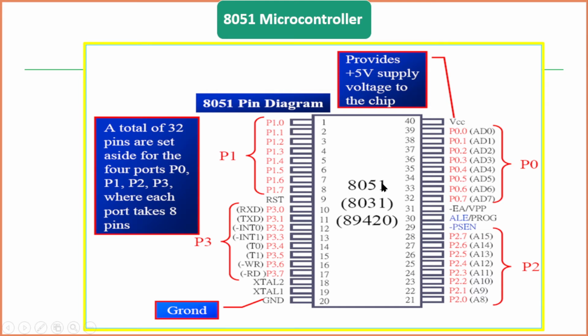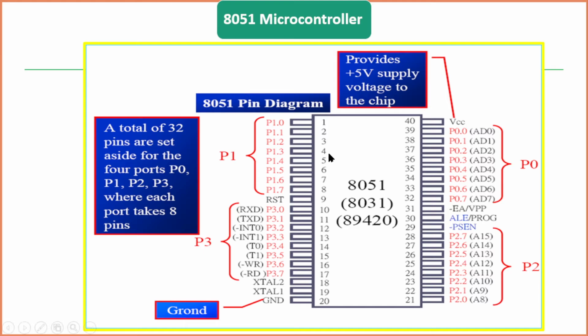In the definition itself, we have seen that a microcontroller has I/O ports. So in 8051, we have 4 I/O ports: port 0, port 1, port 2, port 3. All are 8-bit wide. So totally 32 I/O lines are available. Each and every pin we can configure as either input or output.